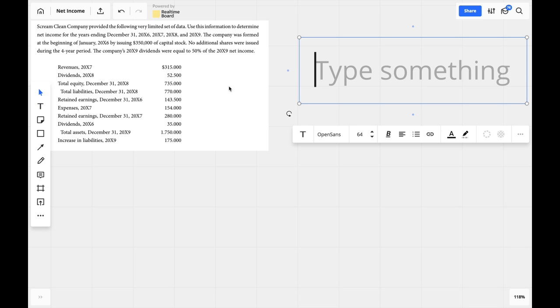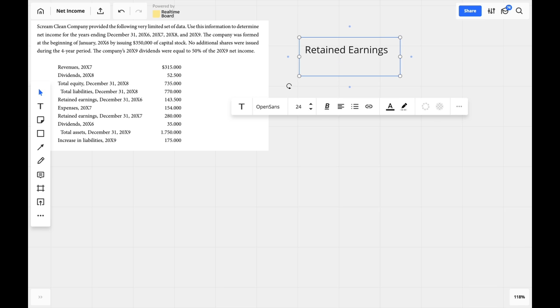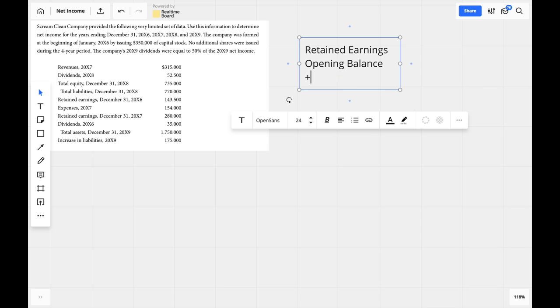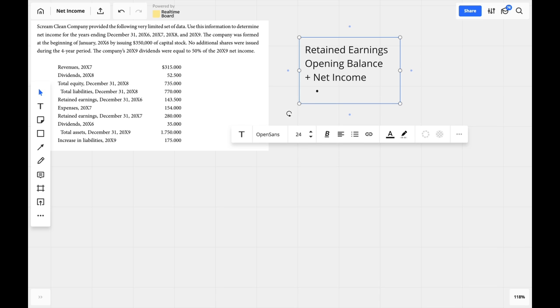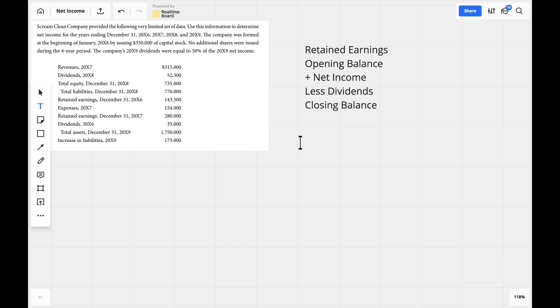Well, I think the first thing to consider is to look at the opening. It's all about retained earnings, right? Because within retained earnings, you have your opening balance. You add your profit or net income. You less your dividends. And then you have a closing balance. So that's the theory behind it. So let's now apply this to this formula.